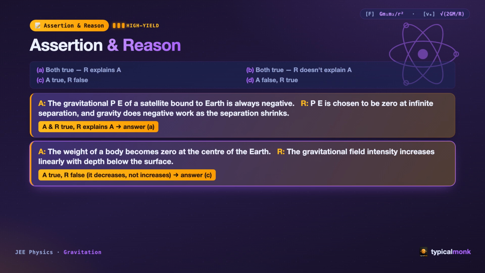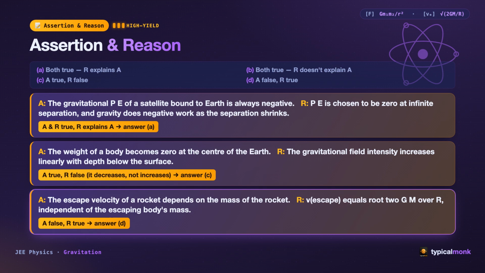Second one. Assertion. The weight of a body becomes 0 at the very center of the Earth. Reason. The gravitational field intensity increases in a straight line with depth below the surface. Pause on the reason first. It says g increases with depth, but we just learned g decreases in a straight line with depth, reaching 0 at the center. So the assertion is true, but the reason as stated is false. Assertion true, reason false, option C. This is the trap that catches students every time.